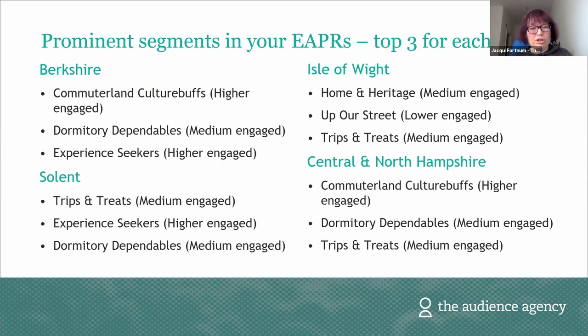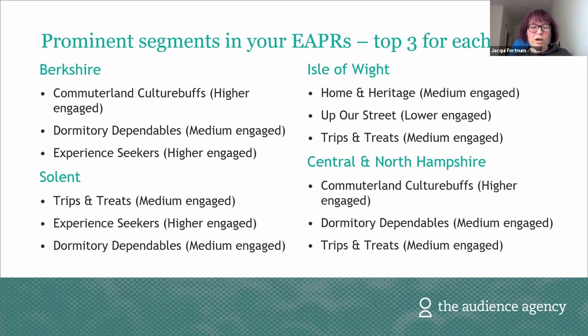So for the southeast region overall, the most prominent segments are Commuterland Culture Buffs, Dormitory Dependables, and Trips and Treats. But each area, as you can see, has a distinct profile. So even within these four groupings, there are differences in the most prominent segment groups in the area. And that's even before you go down to the ward level, when, again, the population starts to look slightly different.